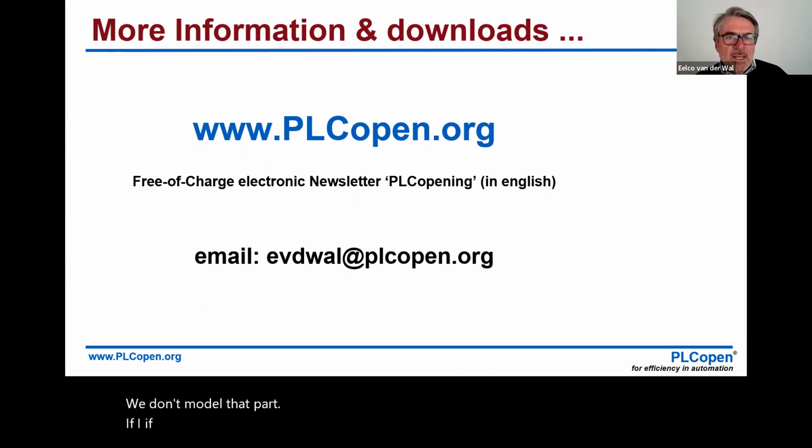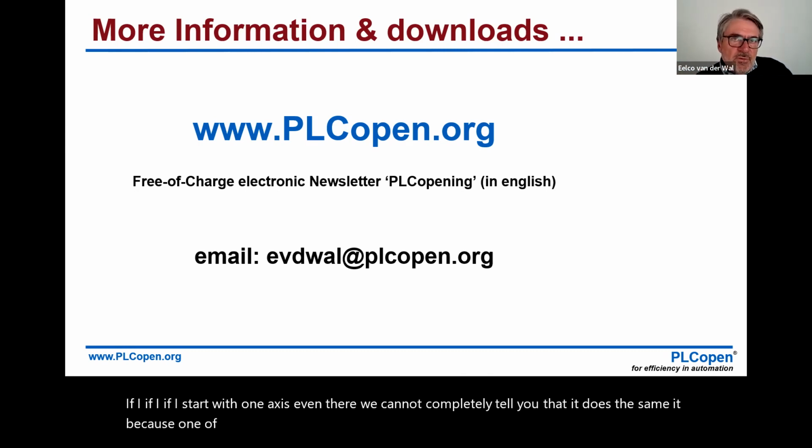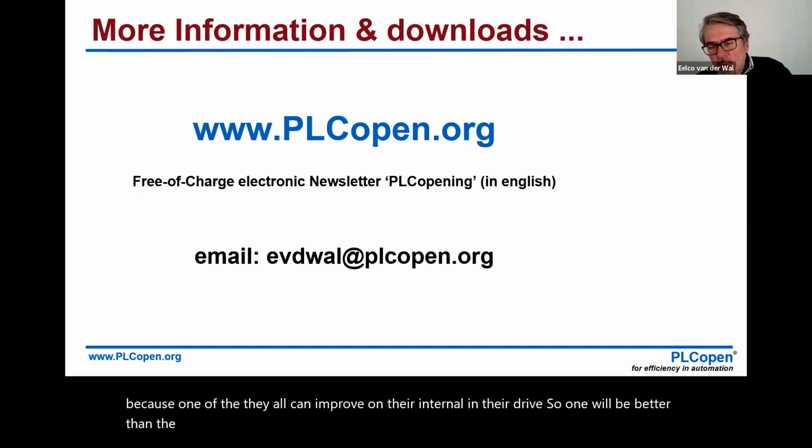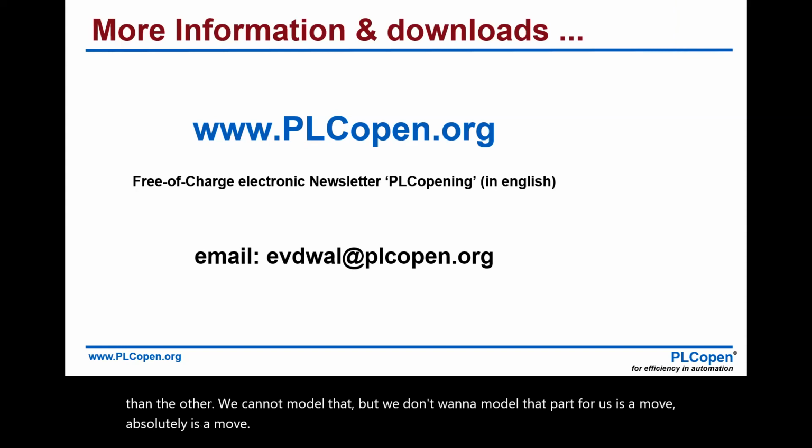If I start with one axis, even there we cannot completely tell you that it does the same, because they can all improve on their internal regulators in their drives. So one will be better than the other. We cannot model that part. We don't want to model that part. For us, it's a move. Absolutely, it is a move. Where does the abstraction stop then?